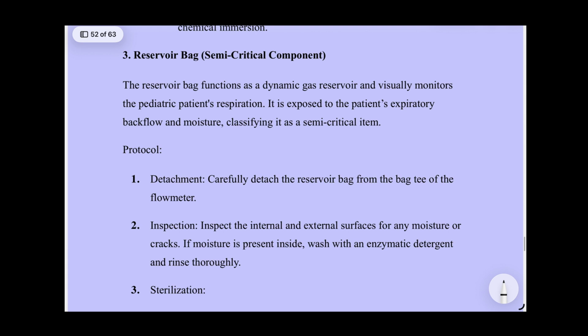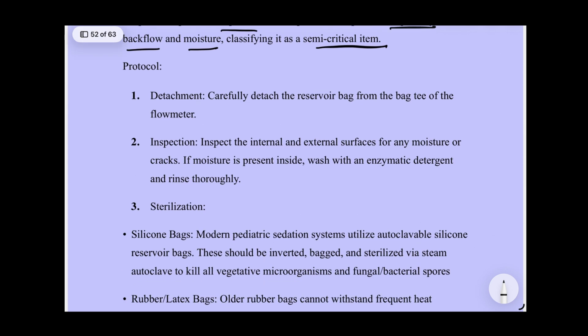Then reservoir bag, semi-critical component. The reservoir bag functions as a dynamic gas reservoir and visually monitors the pediatric patient's respiration. It is exposed to the patient's expiratory backflow and moisture, classifying it as a semi-critical item. So the protocol is first detachment. Carefully detach the reservoir bag from the bag T of the flow meter.